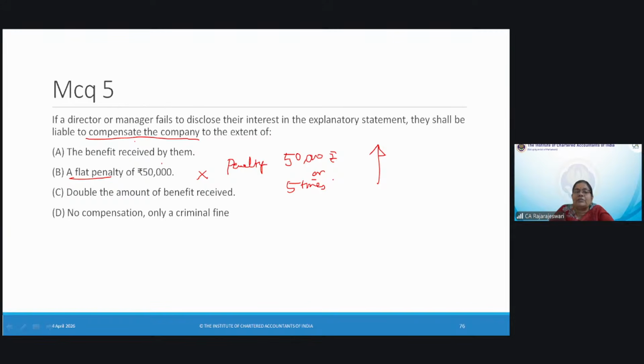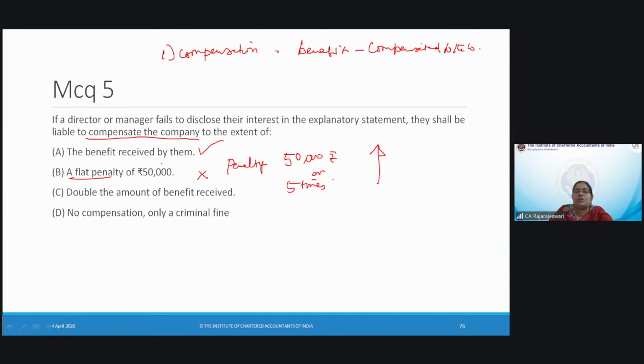Now, one clue is that it says compensate the company. So what does he have to compensate? He has to compensate only the benefit received by him. It is not a flat penalty. Please read the question. Compensate the company. There are two issues. The first part talks about compensation for non-disclosure. So whatever benefit has been received should be compensated to the company.